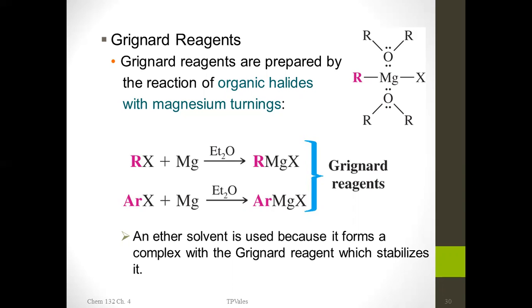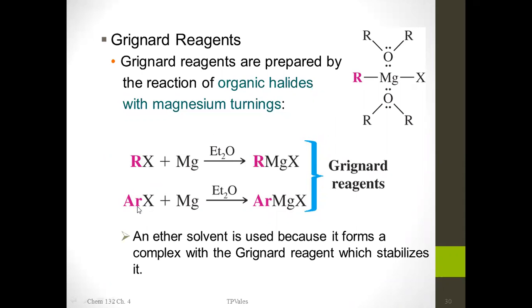So you have the Grignard reagents. They are prepared with magnesium and organic halides. So how is that prepared? RX, your alkyl halide, and your magnesium metal in the presence of a solvent, usually diethyl ether, and you get your RMgX. So this is your Grignard reagent.